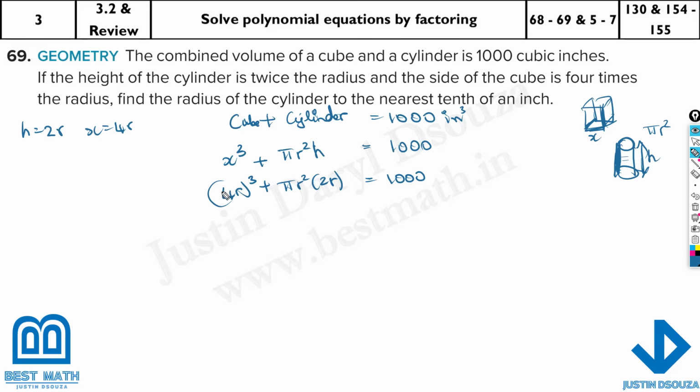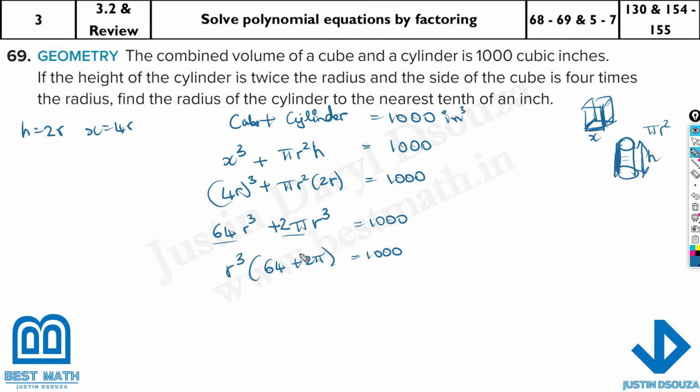It is simplified further. What is 4 to the power 3? It is 16, 32, 64. 4 cubed is 64. So 64 r power 3 plus pi r square multiplied by r. It will be r power 3. And this 2, let's write it out over here. That is equal to 1000. So what next? You can see this is 64 and this is 2 pi. They're constants, r cube and r cube. So what you can basically do is, I'll take out r power 3. It'll be 64 plus 2 pi. That is equal to 1000.